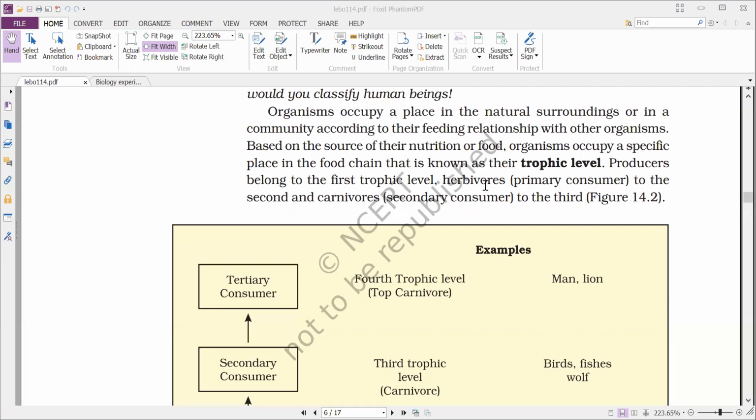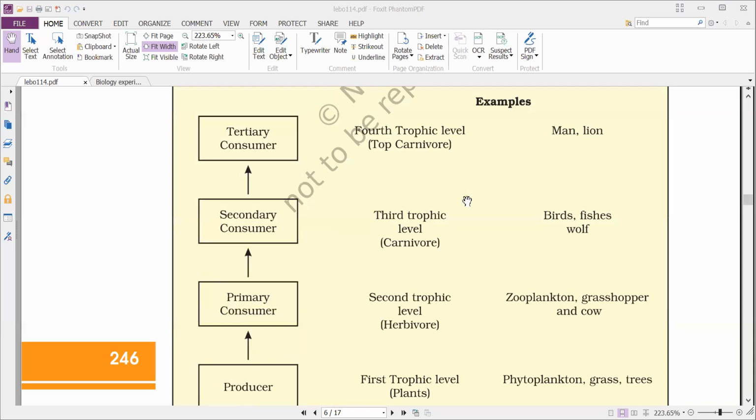Okay. Means the producers are the organisms belonging to the lower trophic level. And the next to the producers is the herbivores at a little bit higher trophic level, and from herbivores to the next, that is the carnivore, will form the next higher trophic level. So producers belong to the first trophic level, herbivores are primary consumers belonging to the second trophic level, carnivores are secondary consumers belonging to the third trophic level.